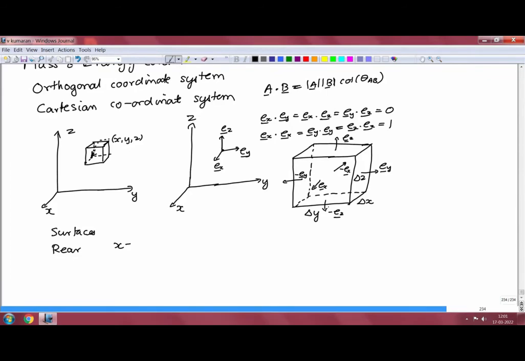Okay. Delta y left to right, delta x rear to front, and delta z top to bottom. Those are the dimensions. So, the rear surface is at x minus delta x by 2. The unit vector perpendicular to the surface is Ex. This is perpendicular to the Ex direction.